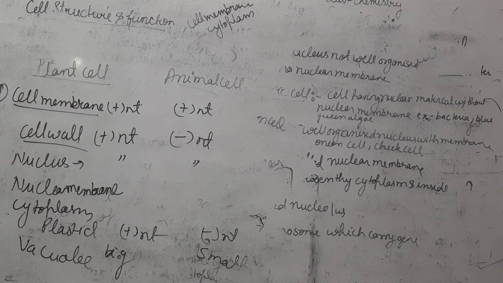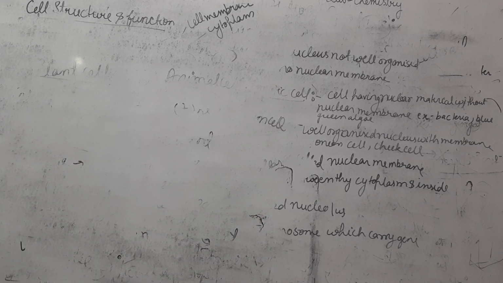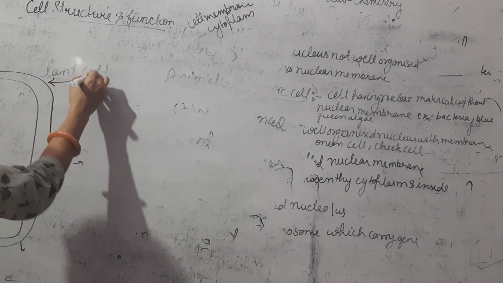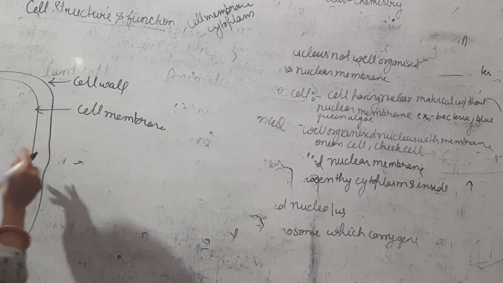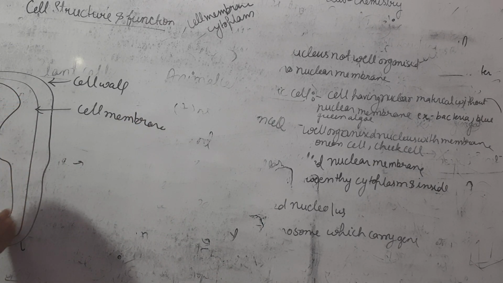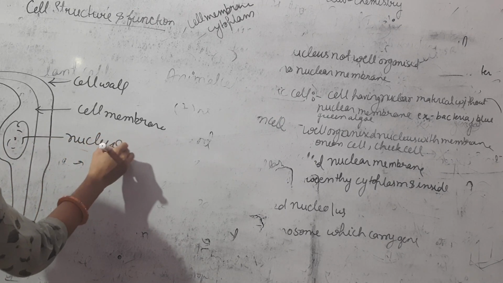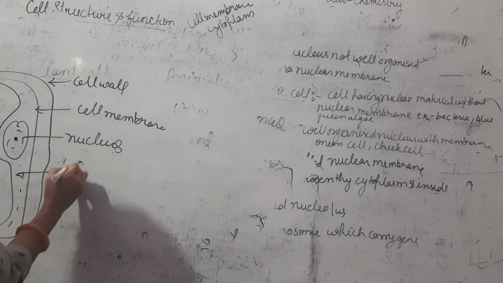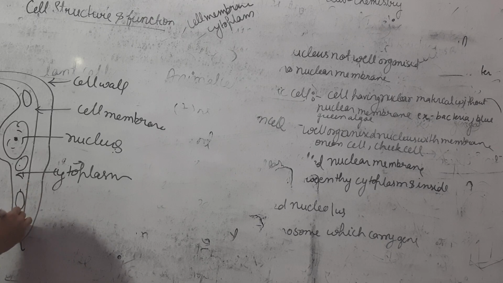So these are the basic differences between plant cells and animal cells. If we draw a diagram of a plant and animal cell, see here, it is a very important diagram. This is the cell wall. This is the cell membrane. This is a nucleus. And this jelly-like substance is known as cytoplasm. In plants, big and many vacuoles are also present in the cytoplasm.